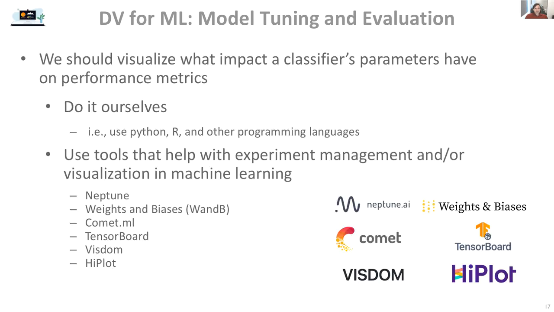We should create visualizations of various experiments in order to optimize our classifier's parameters. We can do this ourselves using Python, R, or other programming languages, or we can take advantage of tools and libraries that enable us to easily visualize and explore various parameter-metric interactions. Here I'm showing the names of some of these tools and libraries. Some of them have so many other capabilities, and some are just specialized in machine learning experiment tracking and visualization.